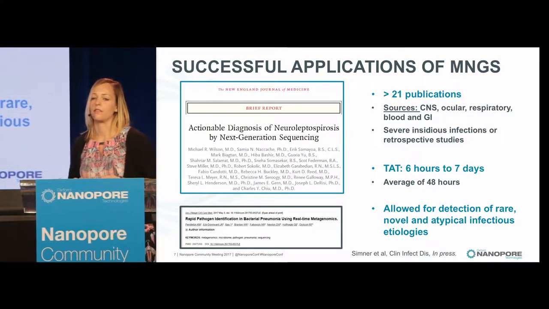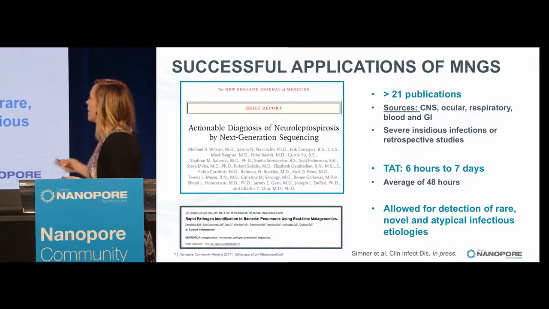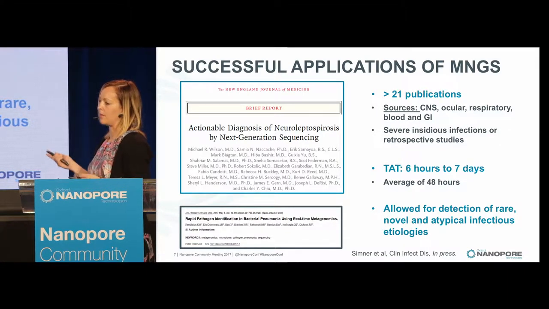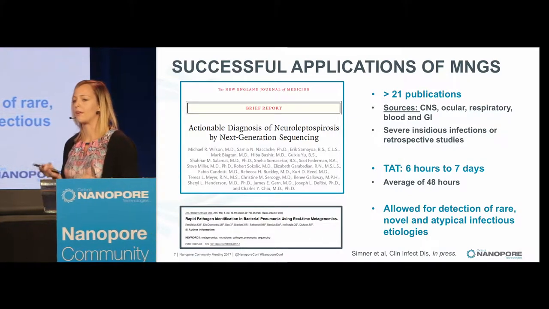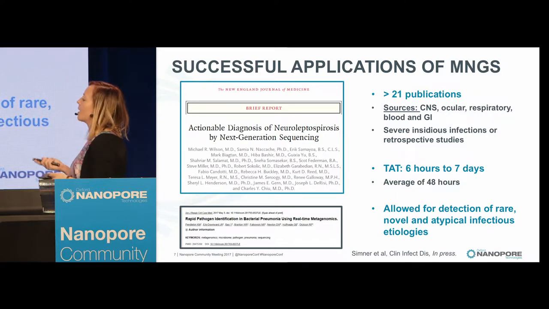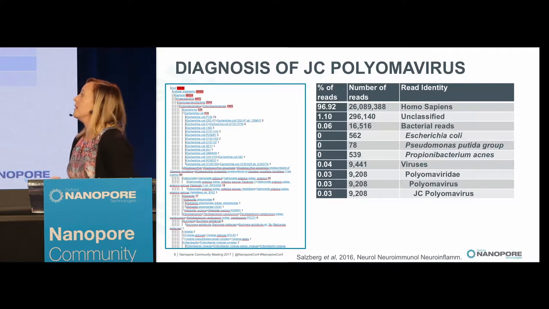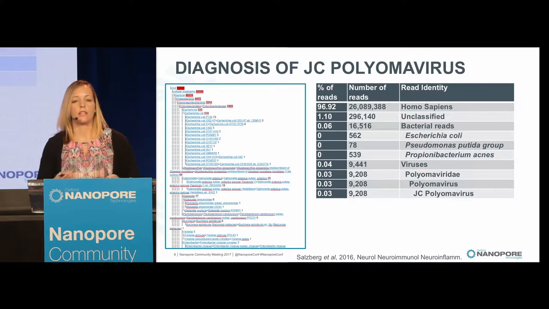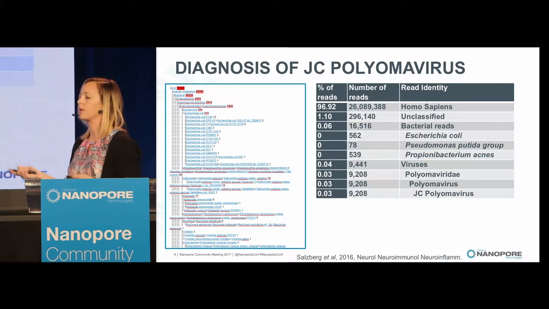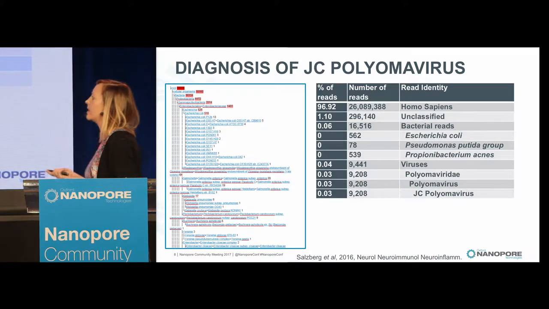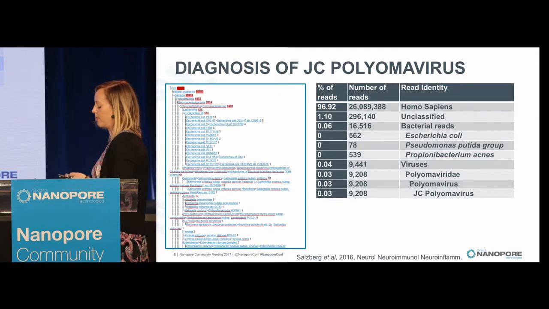And although most of these publications have used Illumina sequencing, we're starting to see more publications on utilizing nanopore sequencing and its real-time analysis, which allows us to decrease the turnaround time greatly. Right now, on average, with Illumina sequencing, we're at about a 48-hour turnaround time, whereas with nanopore, we can get a turnaround time within 6 hours. So here's an example of a diagnosis of JC polyomavirus that was done in a publication by Steven Salzberg and Carlos Pardue at Johns Hopkins. From a CSF specimen, they were able to make the diagnosis of JC polyomavirus.